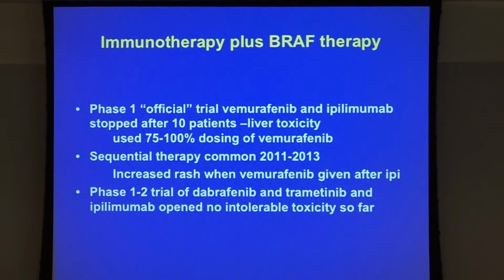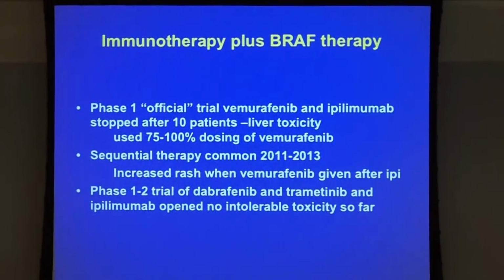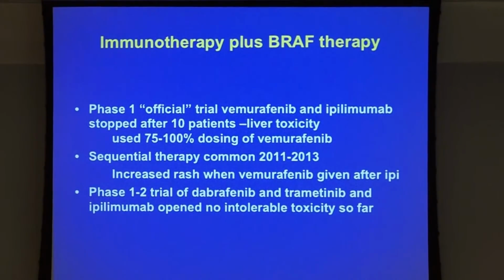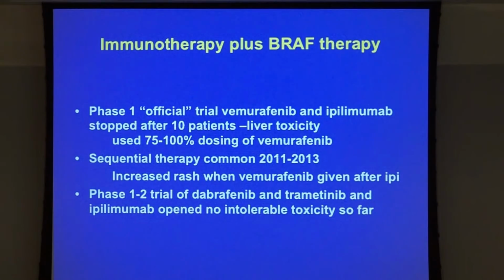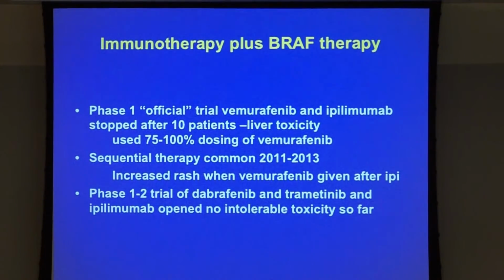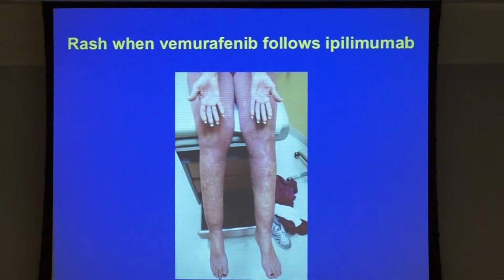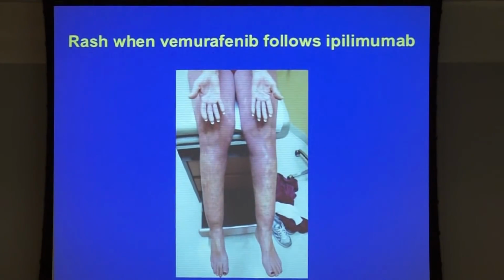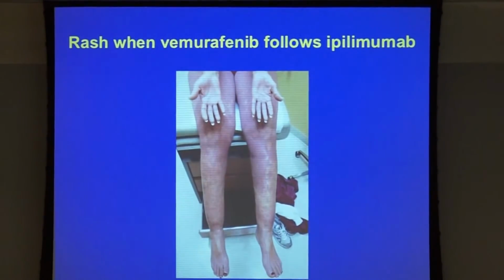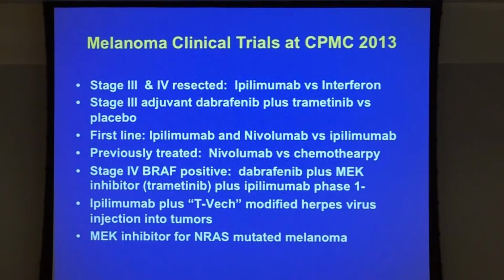Now, in the last 2 years, there are a lot of patients that have received either vemurafenib first and then ipilimumab, or ipilimumab first and then vemurafenib. And the patients that got ipilimumab followed by vemurafenib, some of them got very severe rashes. And this is a case I published, really Stevens-Johnson syndrome, when the vemurafenib was given after ipilimumab. The patient subsequently received desensitization to the vemurafenib and was able to tolerate it.